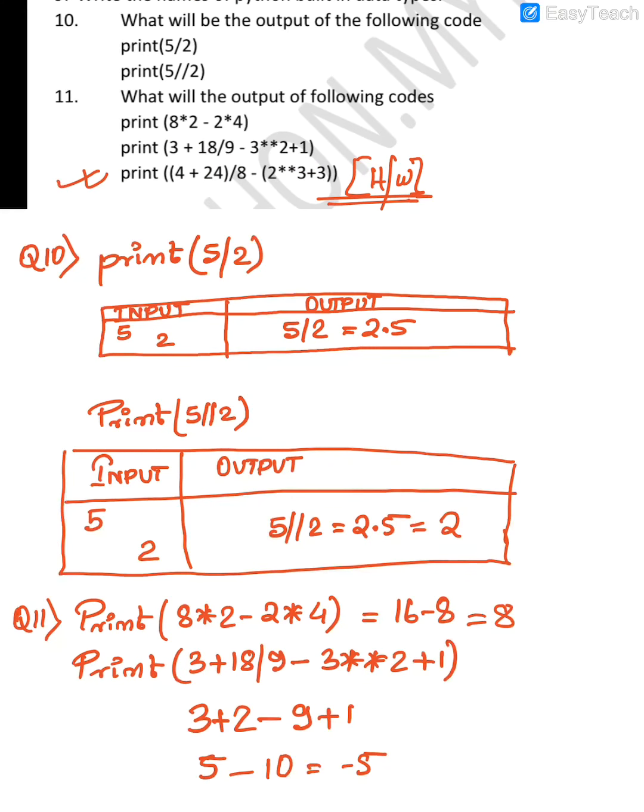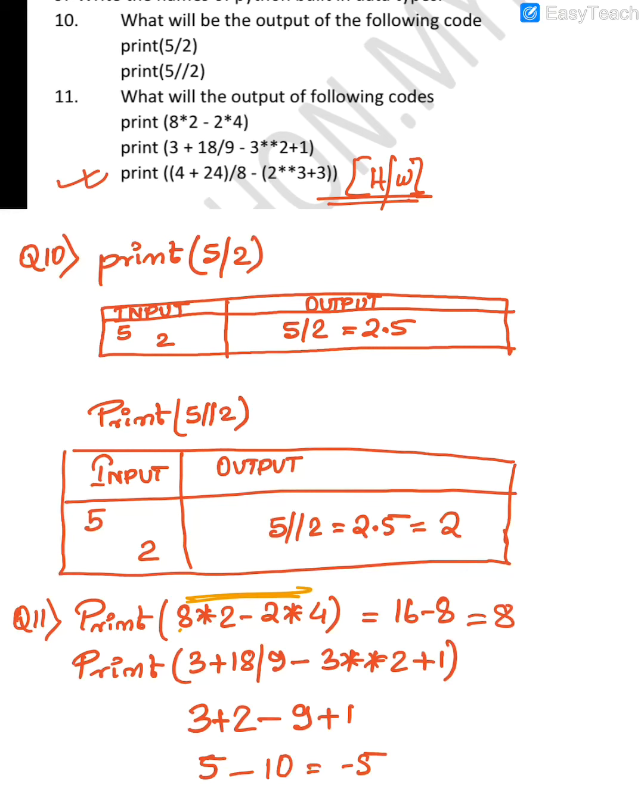Similarly, question number 10 is the same as number 6, so we will go directly to it. See question number 11, print 8 into 2 minus 2 into 4. I explained to you about operator precedence in Python. Normal execution occurs from left to right. So 8 2s are 16, starting from the left side, minus 2 4s are 8, 16 minus 8 is 8.